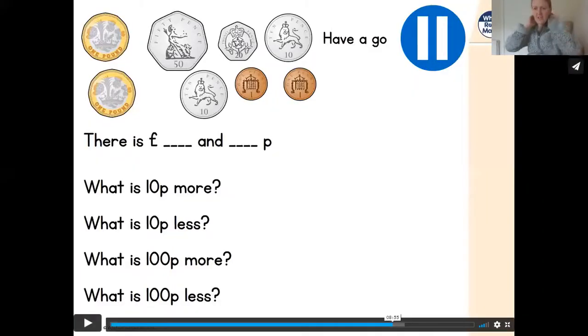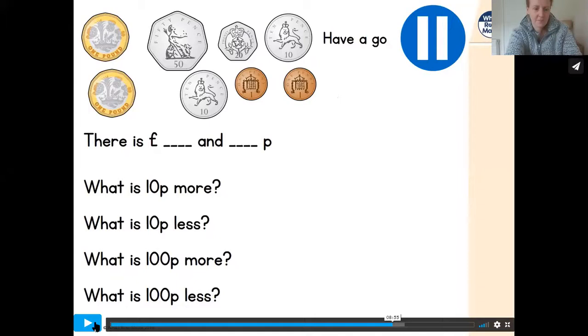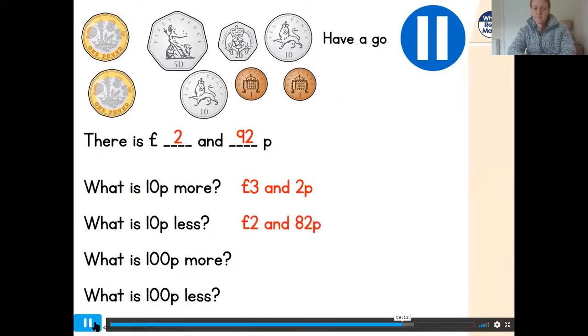How did you get on year 3? It's a bit trickier, isn't it, when we go over into another pound bracket? Let's have a look together. So our starting amount is £2.92. So what is 10 pence more? So it's going to be £3.02, isn't it? Because remember, when we get over 100, we can exchange 100 pence for £1. 10 pence less, that's going to be £2.82 if we got rid of one of the 10 pence pieces.